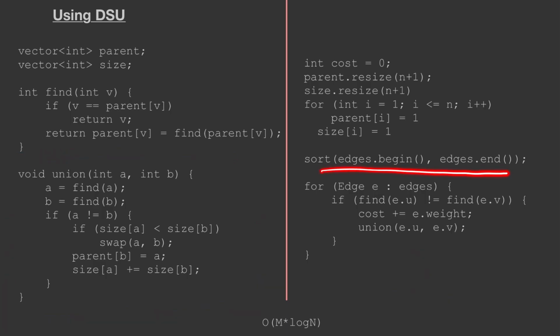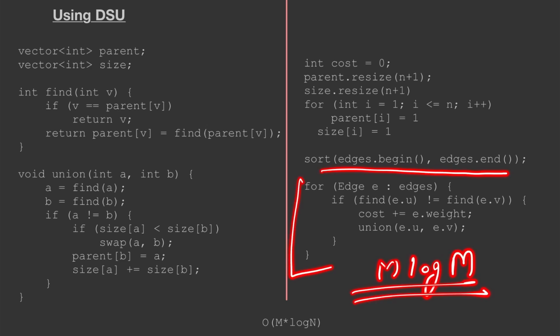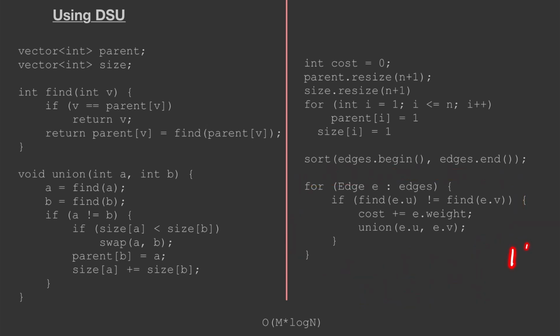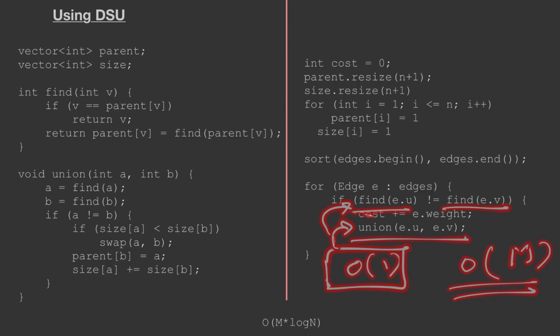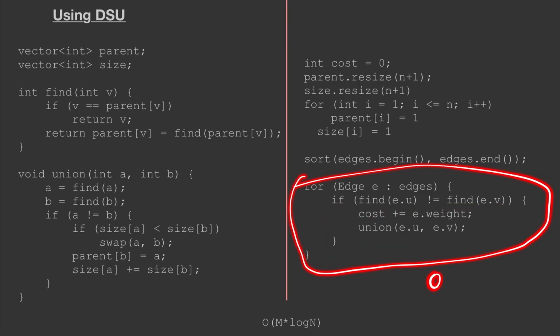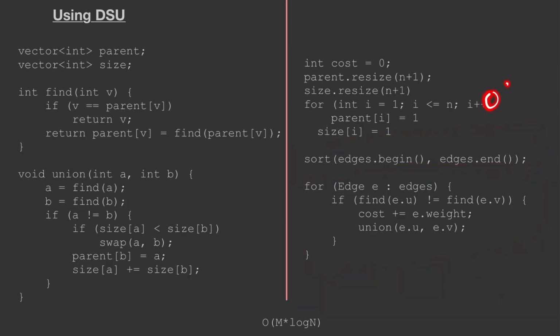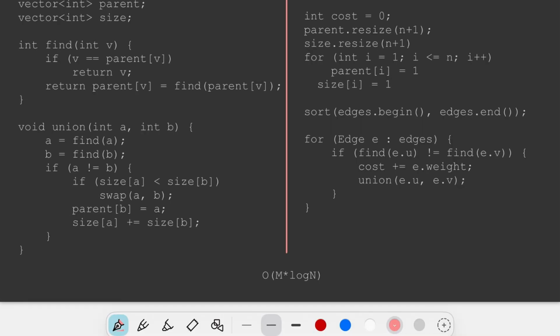So we are sorting all the edges. That will take m log m. And we are processing all the edges. That will take only m, O of m, right? This is O of 1, this is O of 1, and this is also O of 1. These constant time operations only. All the union and find operation are just constant time operations. We are just iterating here. That's why it will take O of m time. And we are sorting all the edges. That's why it will take O of m log m. I hope this is clear. So the final time complexity that we have is actually O of m log m.